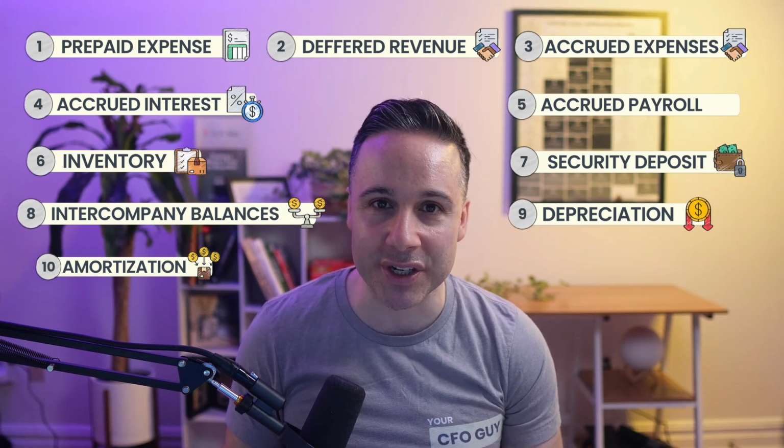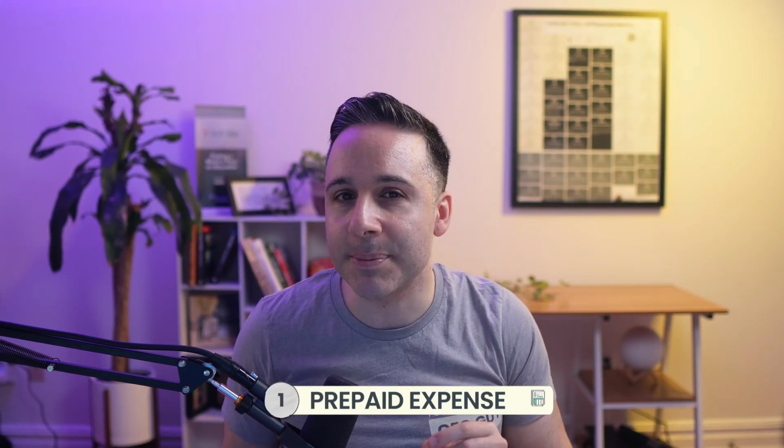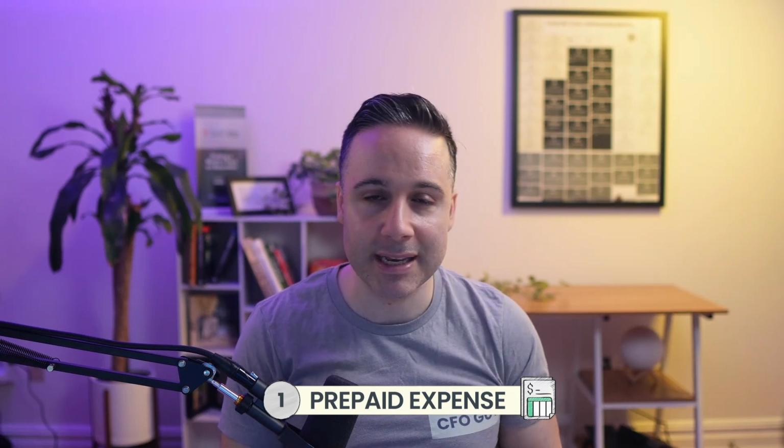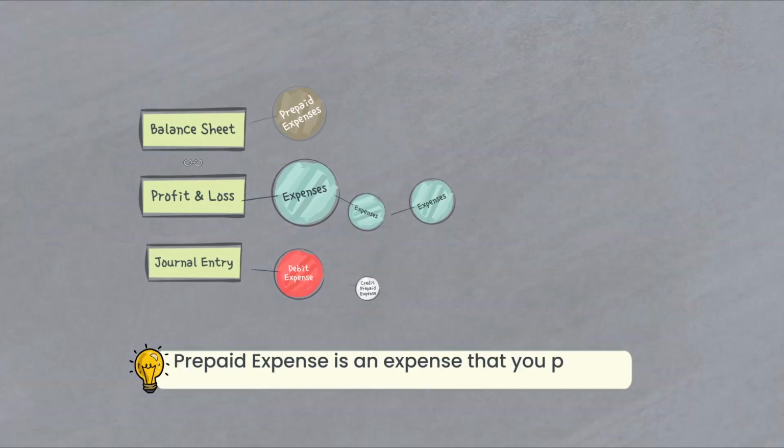So now let's go over 10 common adjusting journal entries, starting with what I think is the most popular journal entry, prepaid expenses. A prepaid expense is an expense that you have paid for, but you haven't yet consumed. So let's say you buy tickets to a conference in 3 months from now. Until you actually go to that conference, you're not going to recognize that expense on your profit and loss. You haven't yet consumed that benefit.